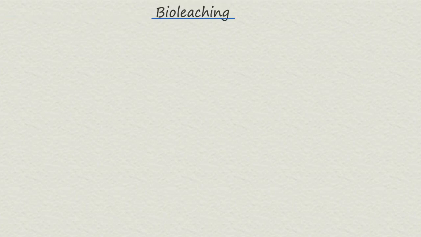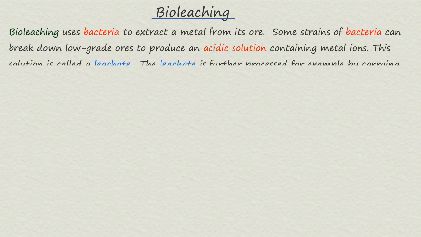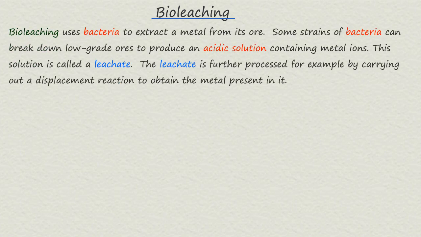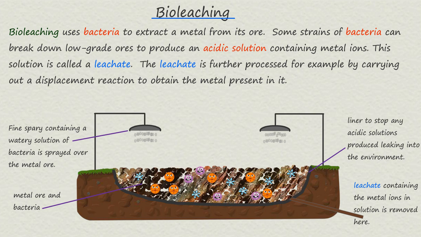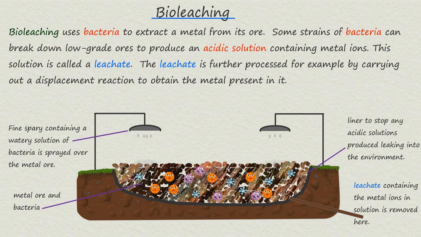Phytomining is not the only biological method that can be used to extract a metal from its ore. Bioleaching uses bacteria and enzymes in a similar, low-tech, environmentally friendly way to extract metals such as silver, uranium, nickel, copper and zinc from their ores. In bioleaching, a watery solution of bacteria is sprayed onto the metal ore, which is simply placed in a pit lined with a plastic waterproof liner.